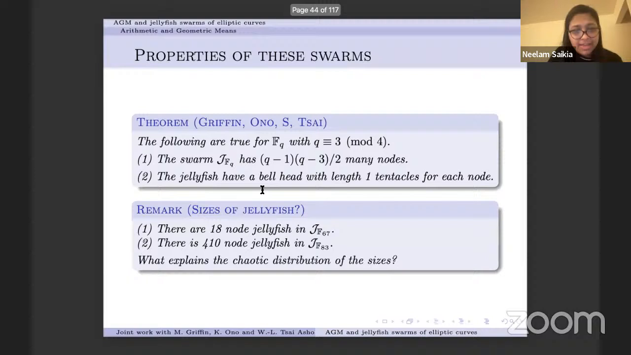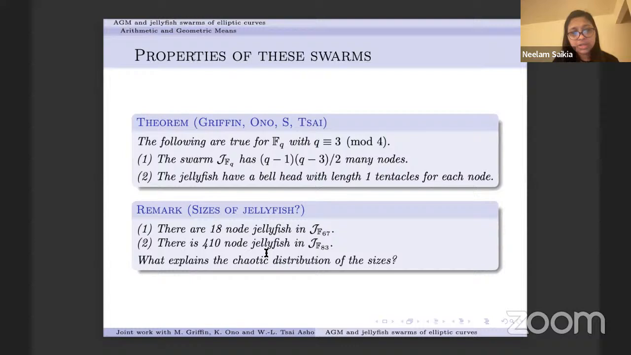And there is some hard stuff. Using a computer program, we can compute jellyfish for some larger finite fields. If we compute F67, it has an 18 node jellyfish, slightly bigger than 67. If you compute the jellyfish for 83, it has a 410 node jellyfish, which is quite strange.